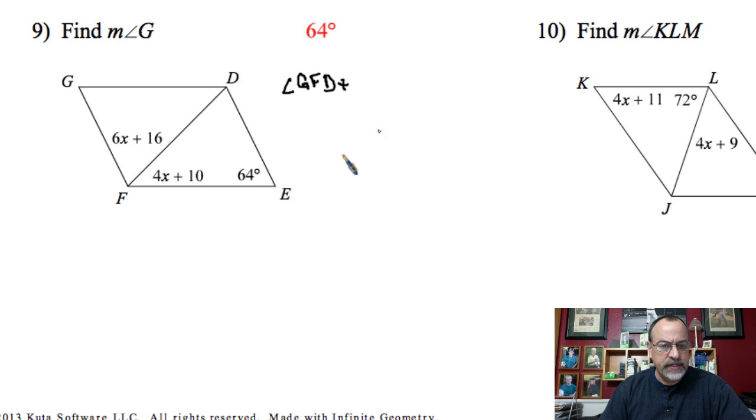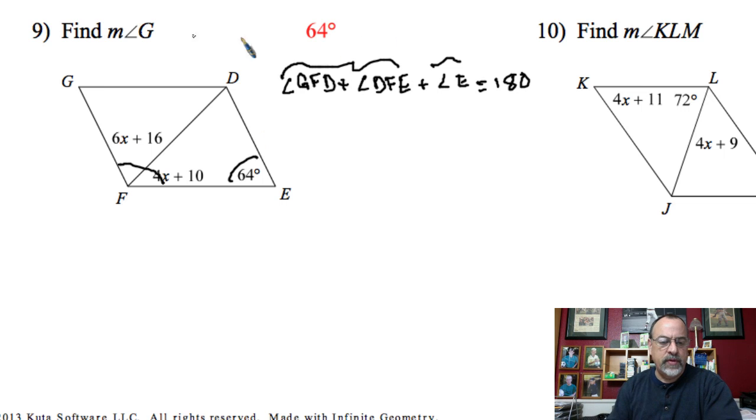plus angle DFE, and together they make up this angle, plus angle E, and I can do that because there's only one angle here, all together would be 180. And again, these two make up one angle of the parallelogram. This is a consecutive angle to the parallelogram, and together we know that consecutive angles add up to 180. Alright, so it's a little bit more challenging, but still based upon the same property.